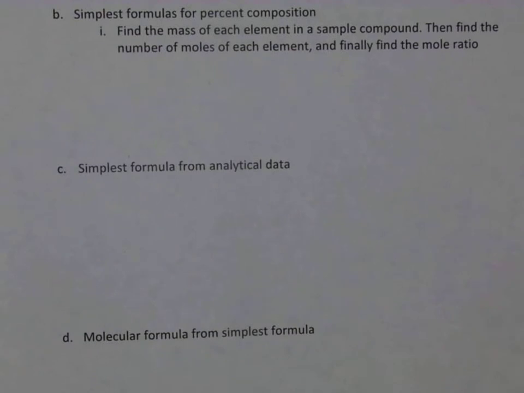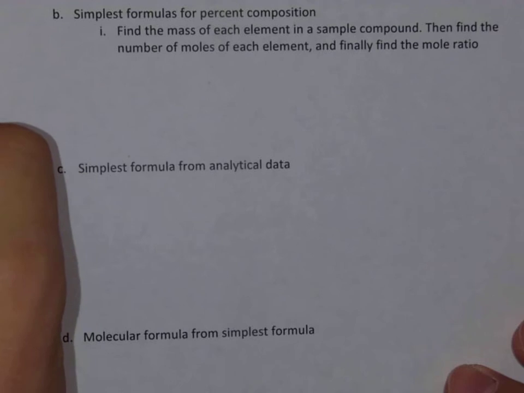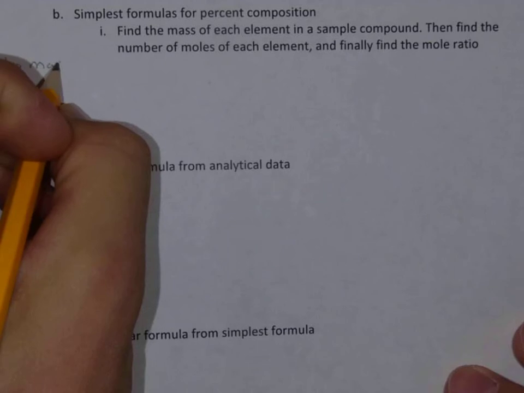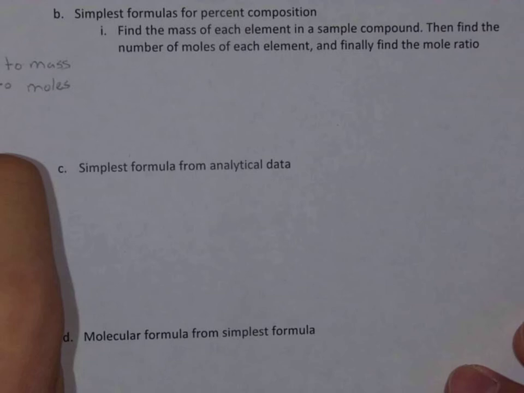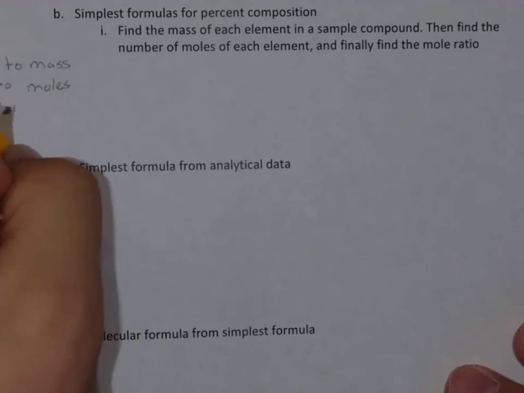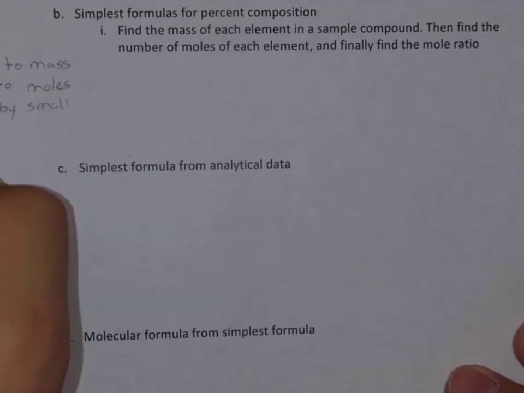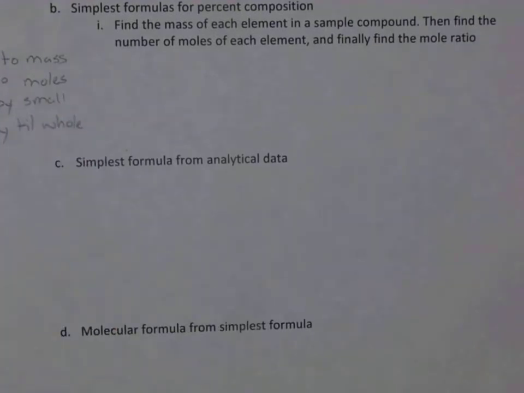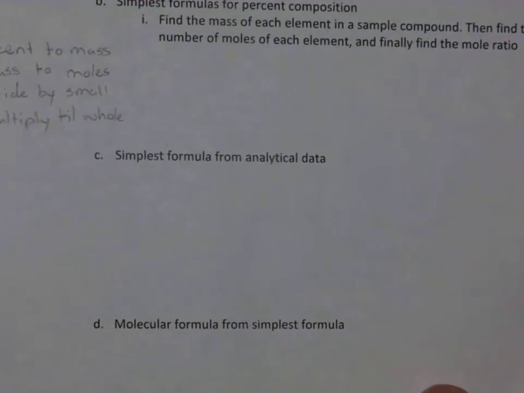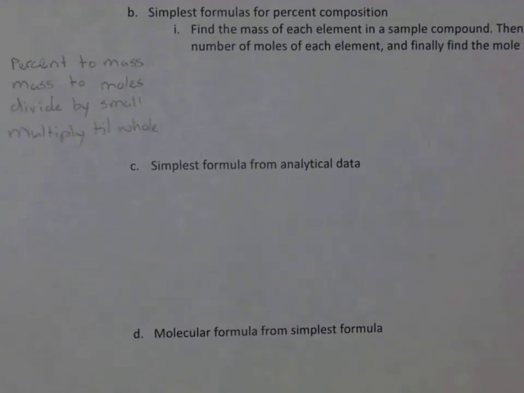If we then come down here, simplest formula for percent composition. First off, we have a poem that goes with this. Percent to mass, mass to moles, divide by small, multiply till whole. Okay, I didn't get that on the screen. Let's try that again. There we go. That's a little better. So now we can see it.